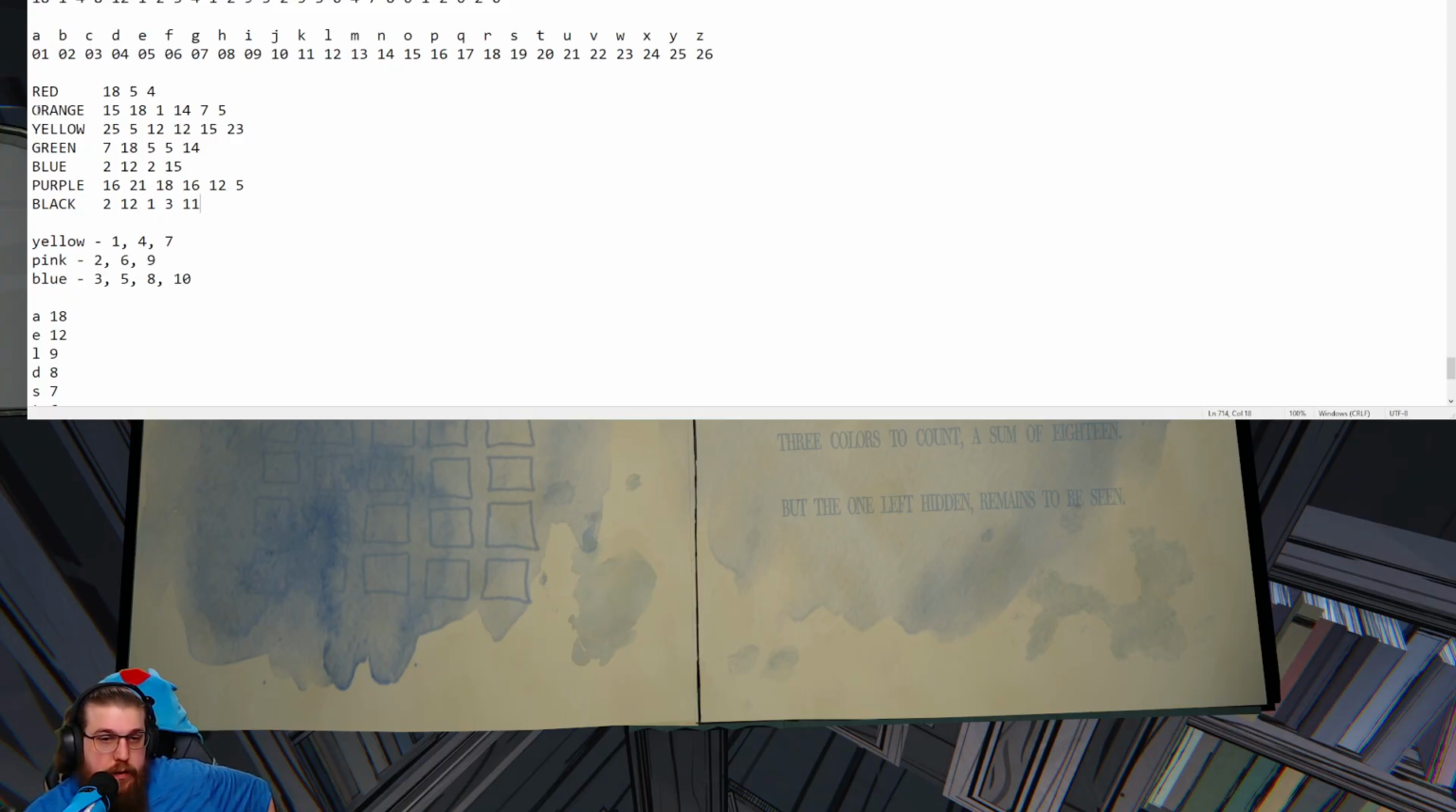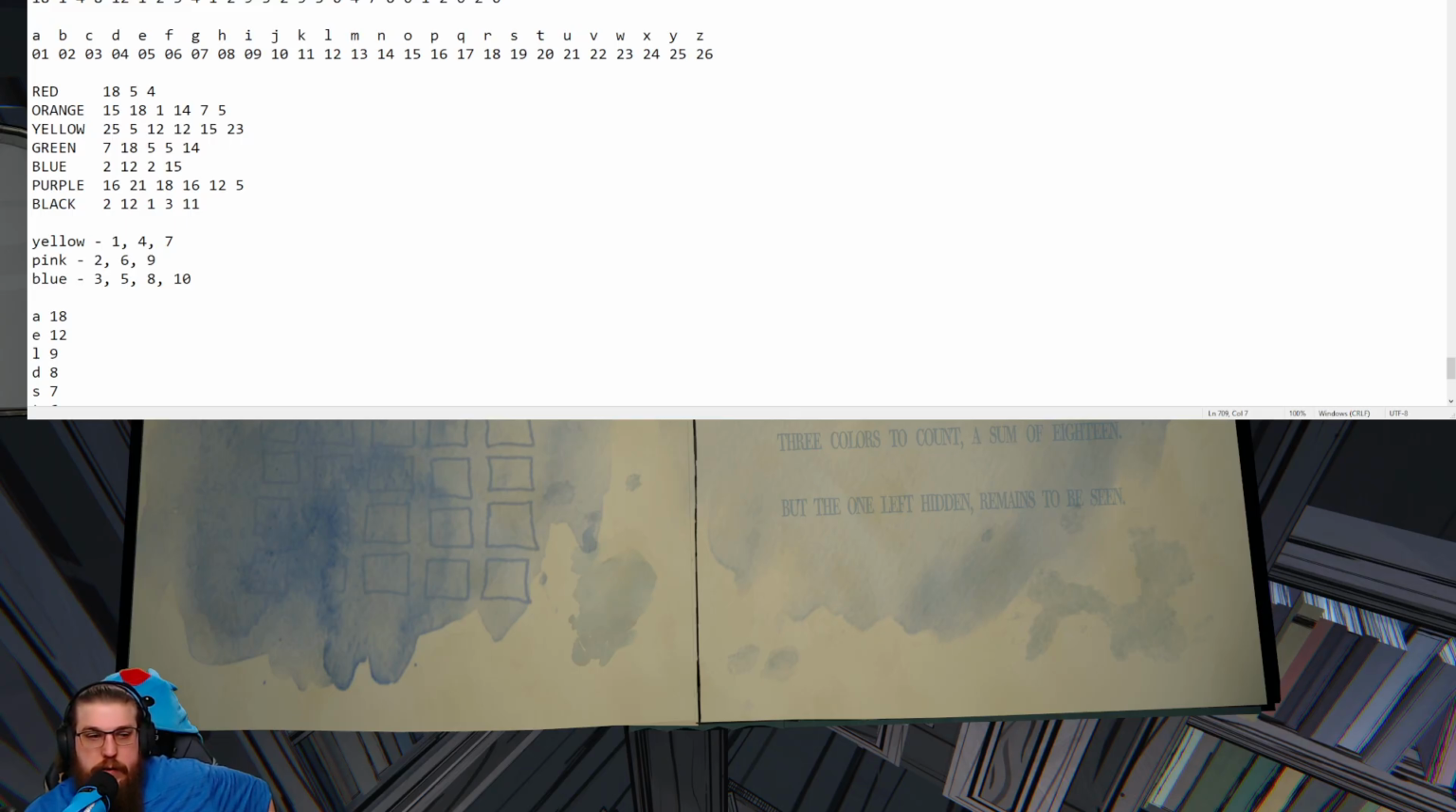I trust you. 1, 2, 3, 4, 5. I mean, orange, yellow, and purple are all... Okay. Orange, yellow, and purple are all 6 letters long. So those 3 would sum to 18. But I would almost hesitate to think it's that simple. But the one left hidden remains to be seen. 3 lines of light, 3 shades foreseen.